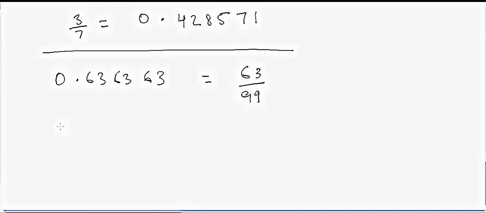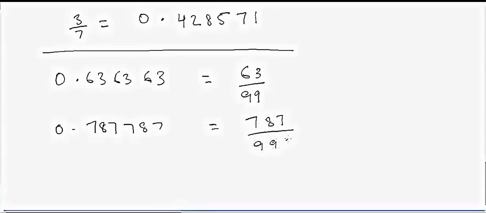And suppose we have 0.787 repeating, then all I need to do is write 787 divided by three nines in the denominator, and that will give me the fraction. So that's another quick way to get the fractions. In the same way, suppose we have 0.11111, the answer is very easy: 1 divided by 9.